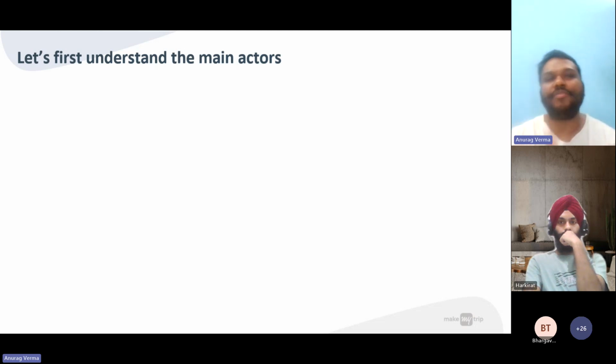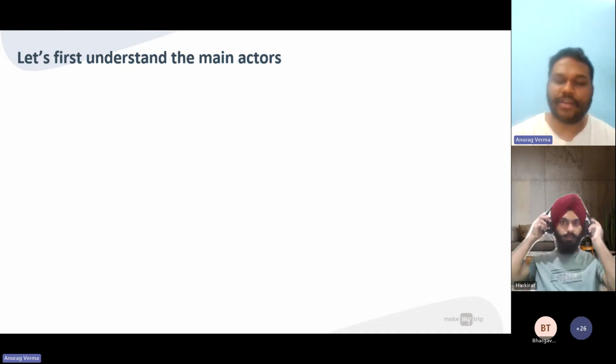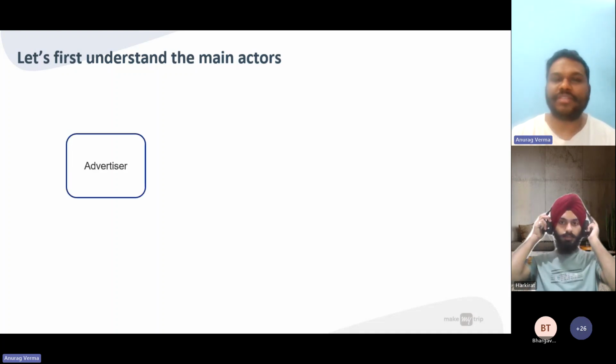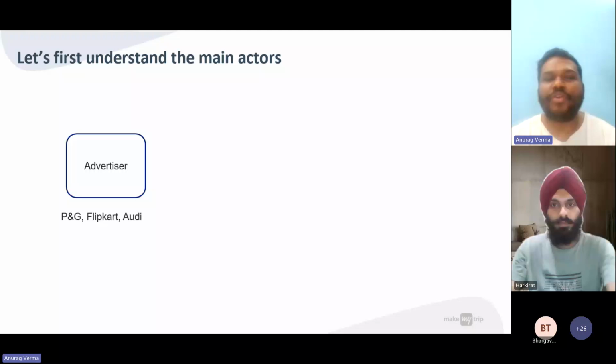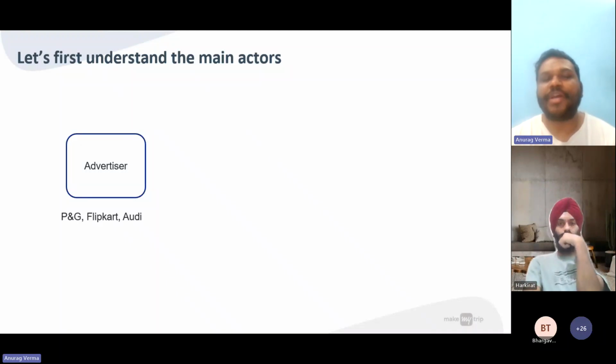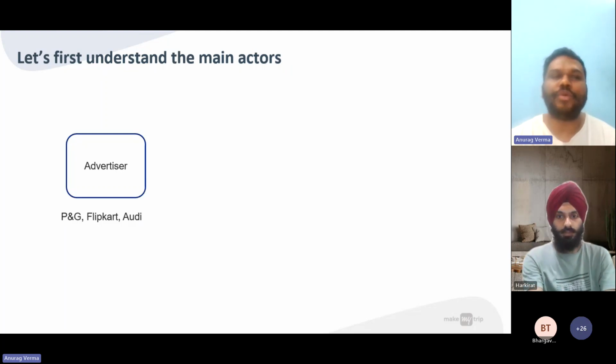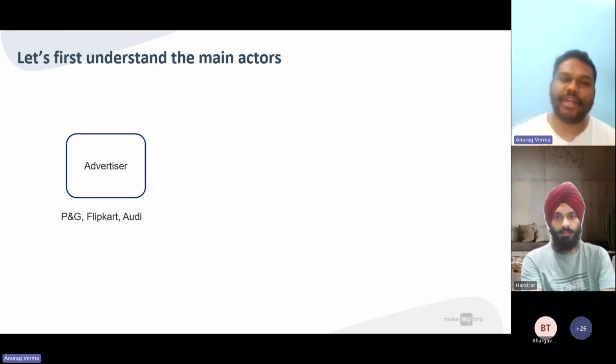What are the main actors in an AdTech context? Obviously, there is the advertiser who wants to advertise. Examples of an advertiser would be a P&G, a Flipkart, or an Audi. And when I'm talking AdTech here, I'm only talking digital ads. So P&G trying to run some ads on, let's say, YouTube or Google or Facebook, or on Hotstar. Similarly, Flipkart trying to run ads, Audi trying to run ads.